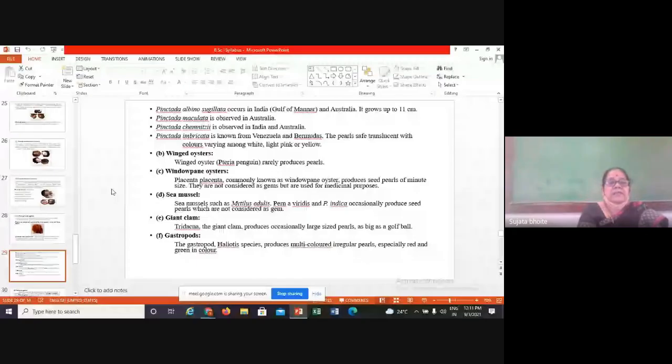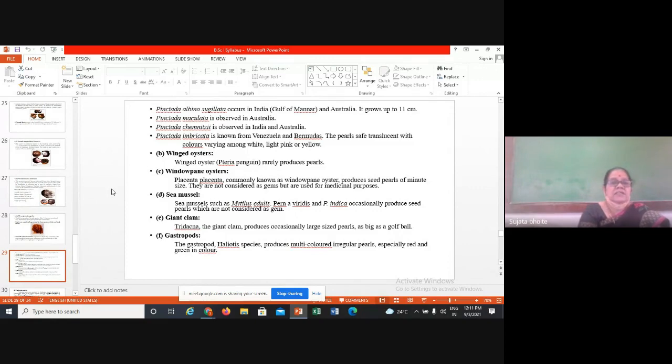The next species is Pinctada maculata. It is observed in Australia. Pinctada anomioides is observed in India and Australia. Pinctada imbricata is found in Venezuela and Bermuda. This type of pearl is a soft translucent color among white, light colors, pink or yellow.